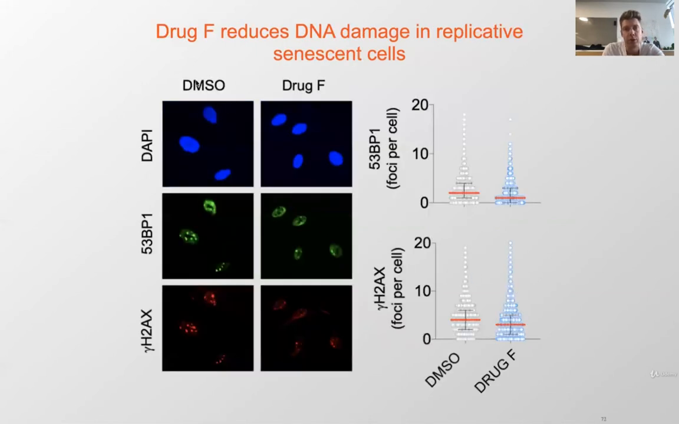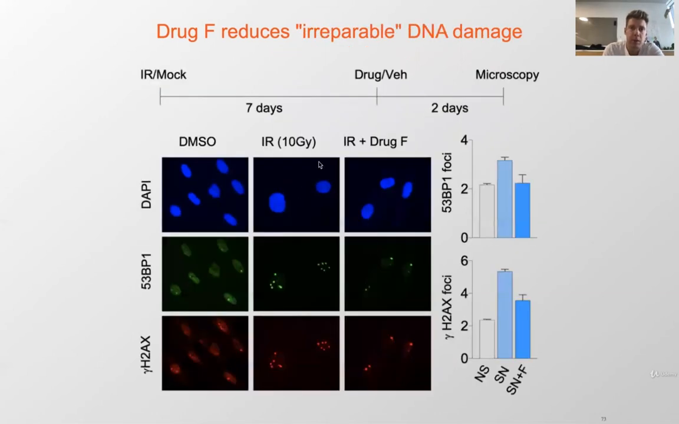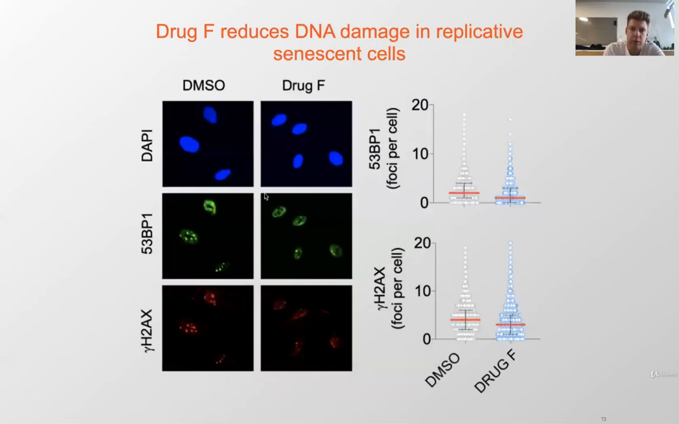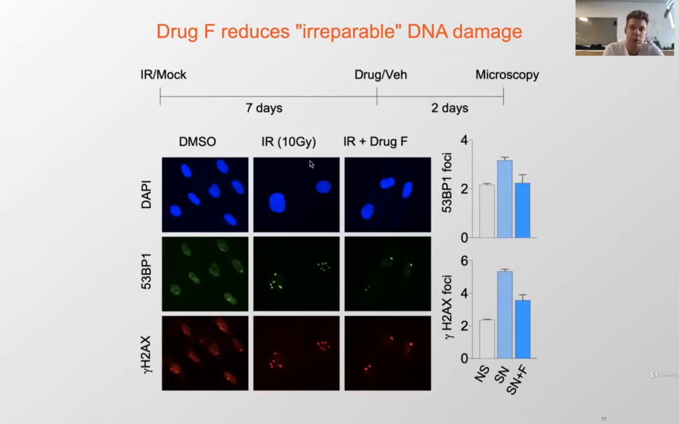Drug F also reduces the amount of DNA damage in replicative senescent cells. So there's less DNA damage foci. These are the persistent foci that I mentioned in the beginning of my talk. And you actually see a reduction with drug F. And this was in the replicative senescent cells, but also in the IR-induced senescent cells.